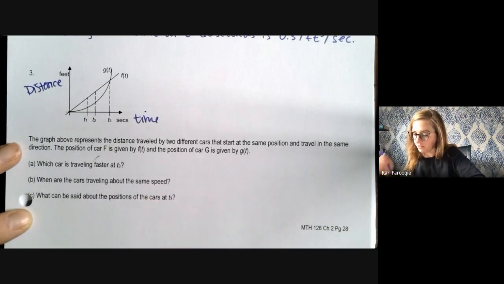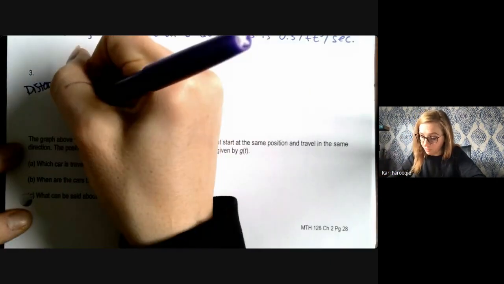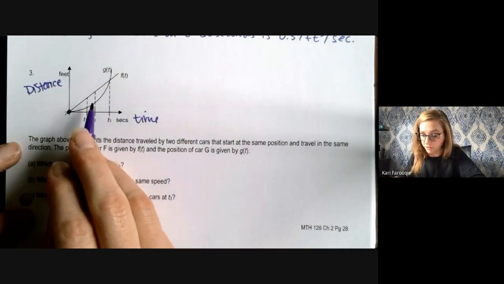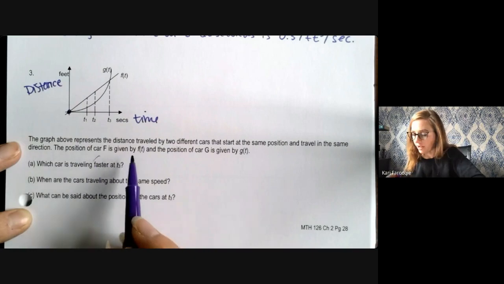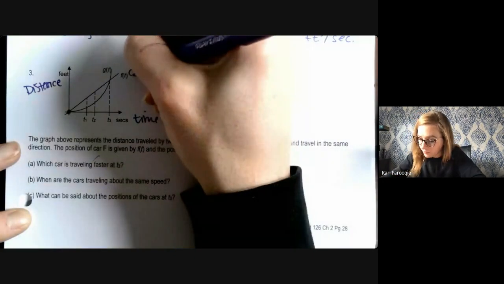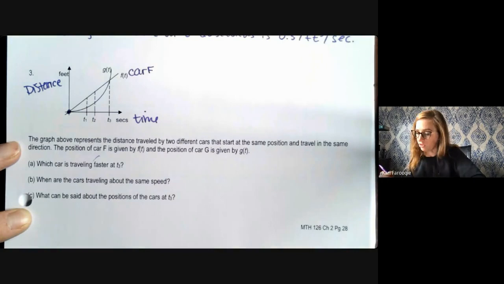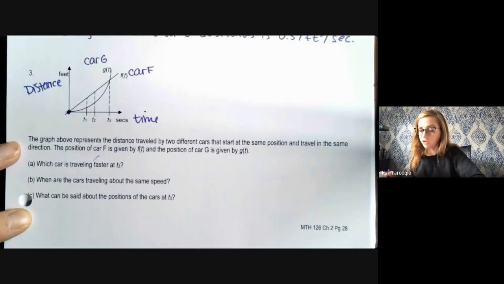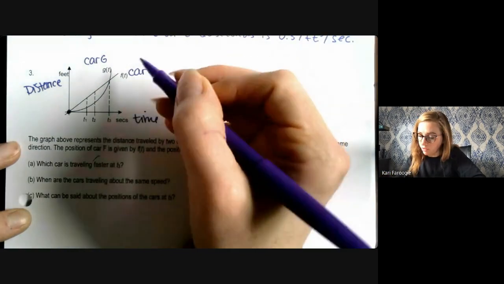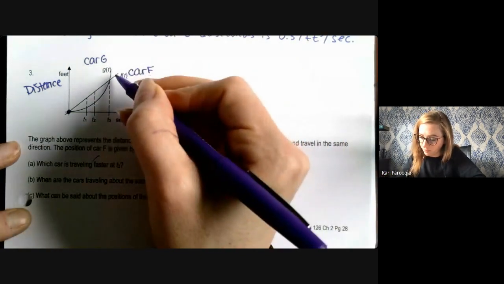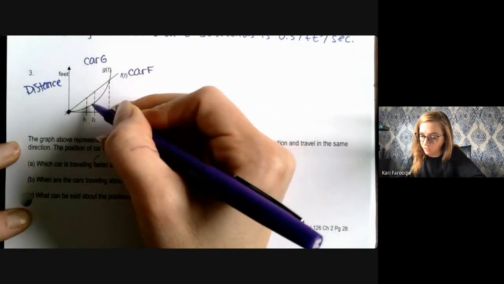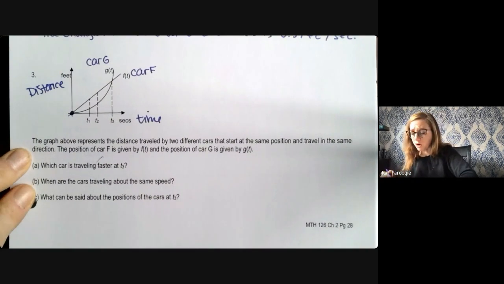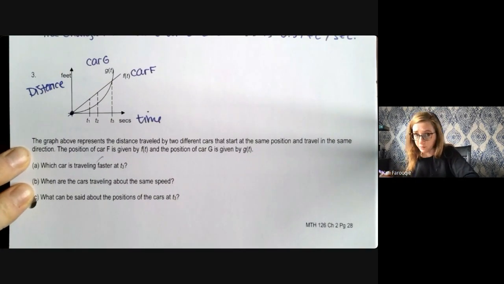All right, so if they're starting at the same position, here's their start. They travel in the same direction, so they're both kind of heading out this distance. The position of car F is given by F of t, and the position of car G is given by G of t. Okay, now G of t is the curve, so make sure you understand that car F is this straight line, and car G is the curve. I know it's sort of confusing because they flip-flop there at the end. Which car is traveling faster at t sub 3?